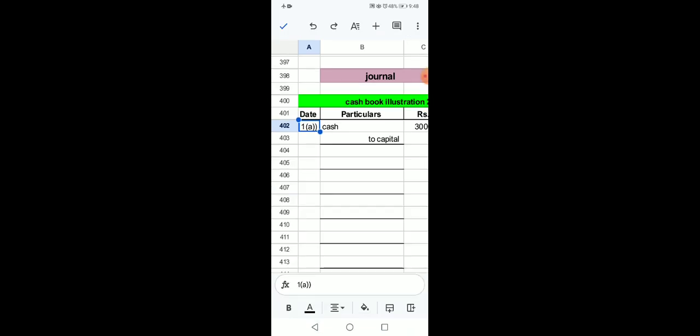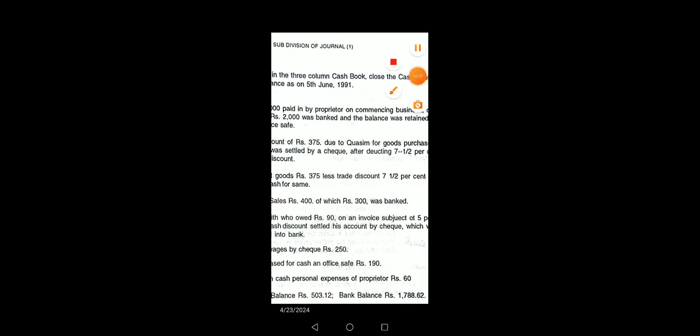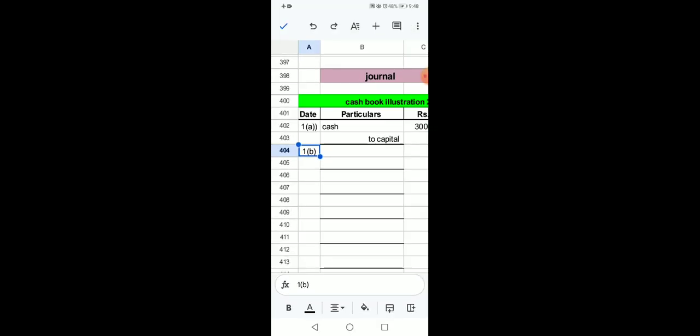1A is completed. Next entry is also associated with the same date. So you will write 1B over here, and let's see what the second part is saying. Here you have your second part, of which 2000 was banked. That means 3000 was provided by the proprietor, and out of these 2000 are banked. Banked means the amount has been deposited into the bank account, with which what will happen? The amount present in the bank will be increased.